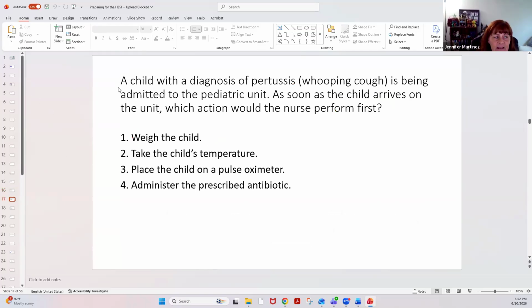All right, a child with a diagnosis of pertussis or whooping cough is being admitted to the pediatric unit. As soon as the child arrives on the unit, which action would the nurse perform first? Okay, so kids admitted with pertussis coming up to the unit, what are we going to do first? Weigh the child, take the temperature, place on a pulse ox, or administer prescribed antibiotic.